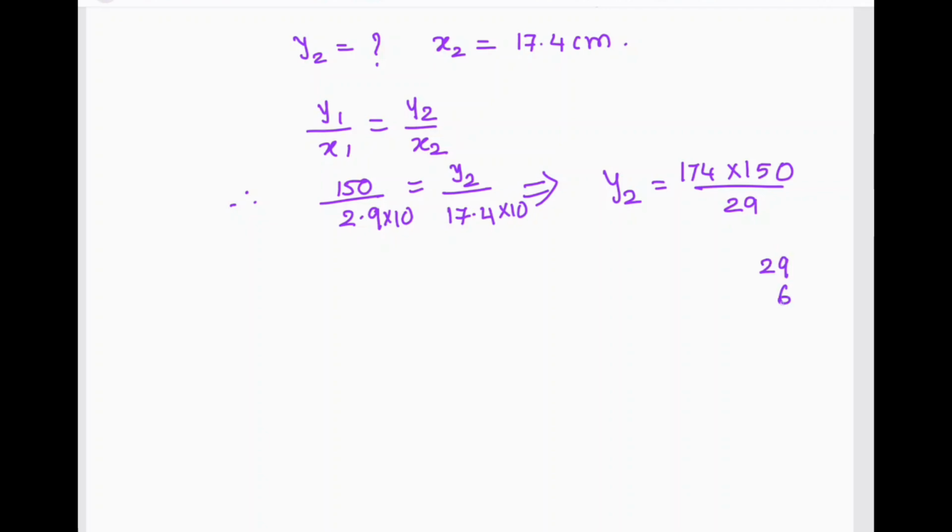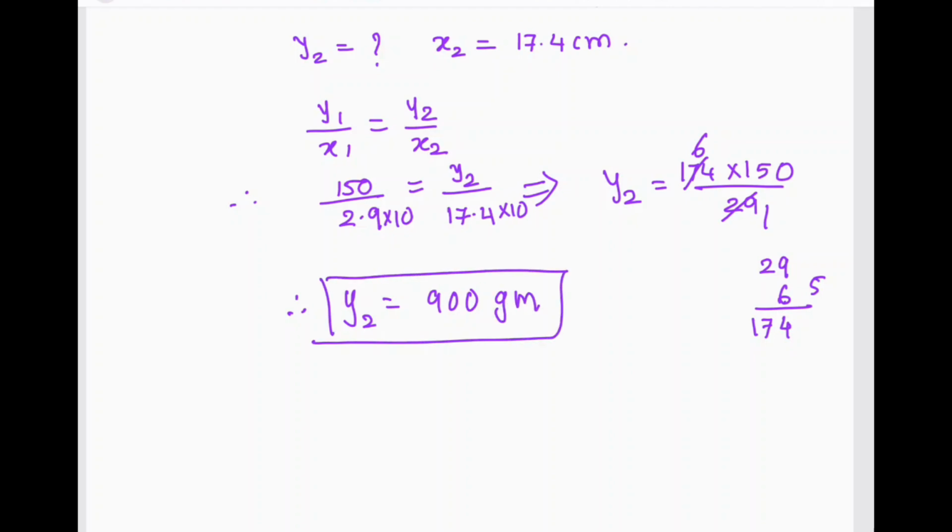145, 29, 6 are. So 6 9s are 54, carry 5, 6 2s are 12 plus 5, 17. So it is 29 6s are 174. Therefore, y2 is equal to 150 into 6. So 900. So 900 grams. So that is the answer.